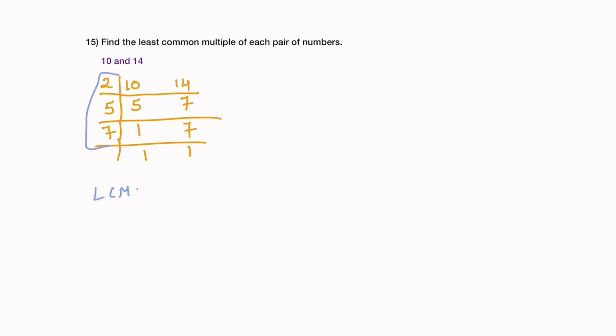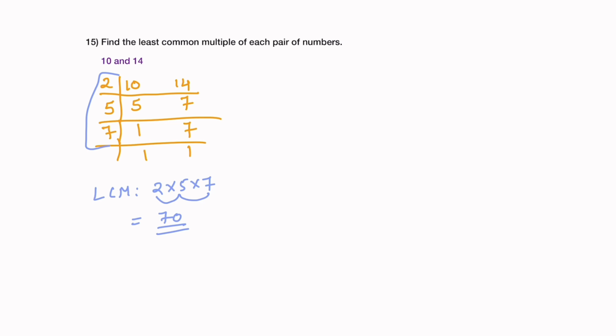So LCM of 10 and 14 is 2 times 5 times 7. So that's 2 times 5 is 10. 10 times 7 is 70. Right? Because they have 2 in common. So that's why 2 got multiplied only once. Remember, we discussed already this when we were finding 5 common multiples. When they have something in common, that gets multiplied only once.